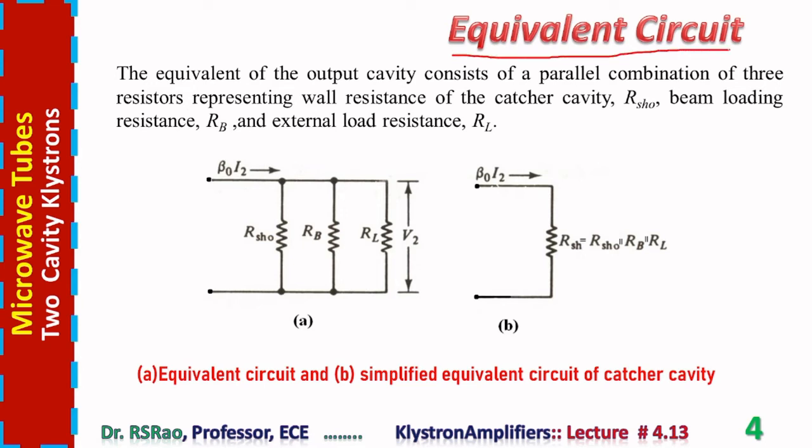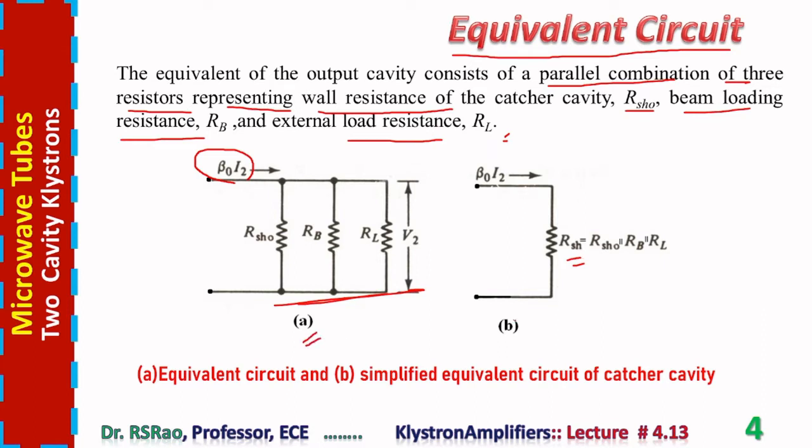Here, the equivalent circuit of the output cavity is shown. It consists of a parallel combination of three resistors representing wall resistance RSHO, beam loading resistance RB, and external load resistance RL. These three in parallel represent the equivalent of the output cavity. Of course, the current induced is beta naught I2. Now these three can be combined into one resistor, that is RSH. A is the equivalent circuit, somewhat elaborate. B is the simplified one.